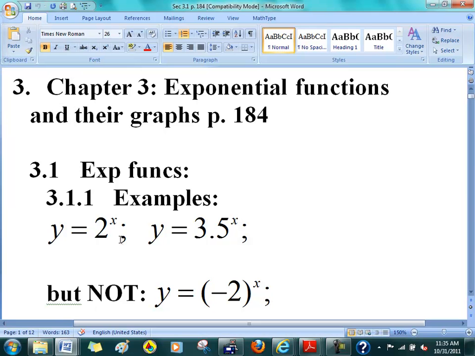The caveat is that the base cannot be a negative number. So if you look at this example, negative 2 to the x, that does not qualify as an exponential function. Why not? Because if x is a fraction, supposing x was a half, then you get a square root of negative 2, which is a complex number. So you don't mix and match the two, okay? To keep things real and to be able to graph them, you want to keep the base positive. Good question, Kelly. I like the why questions. Don't take things for granted. Ask.